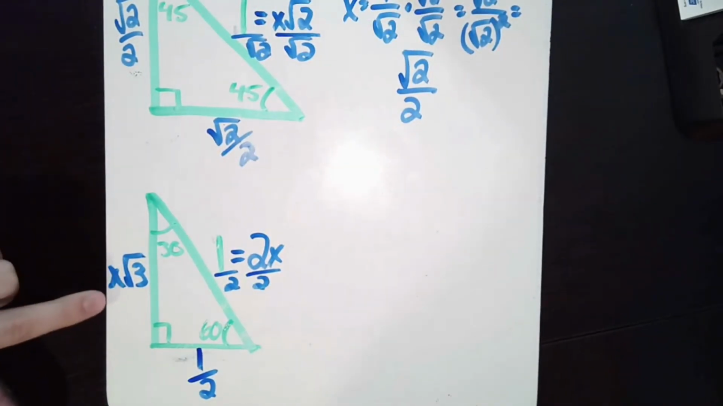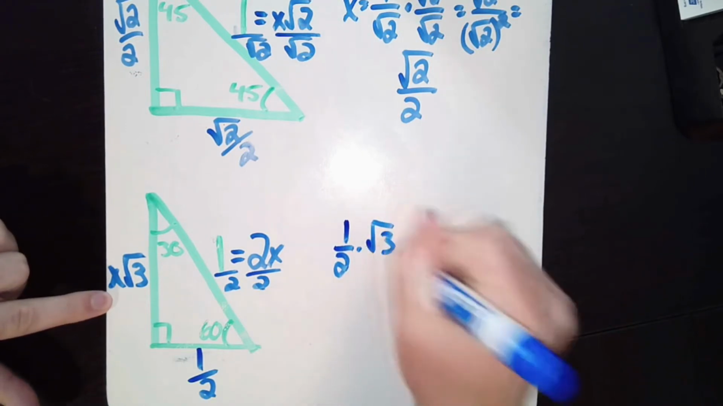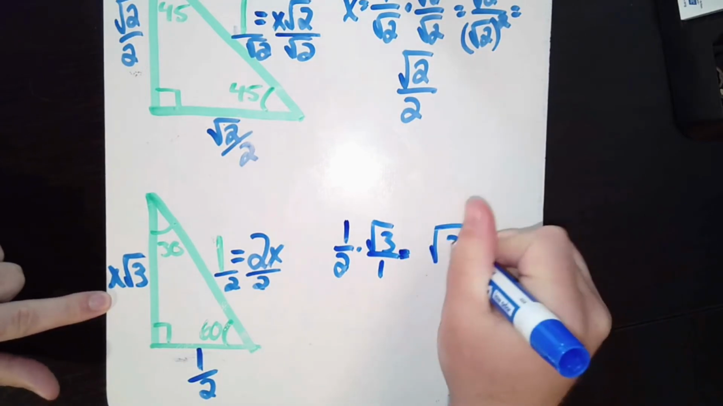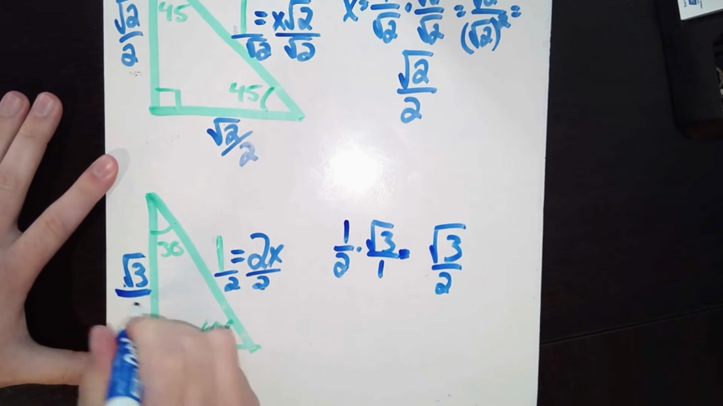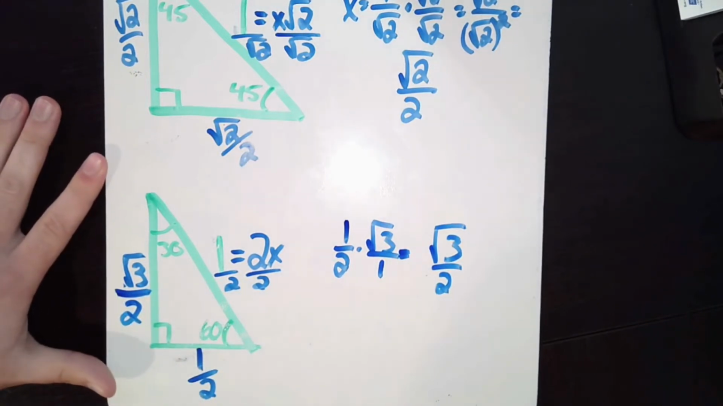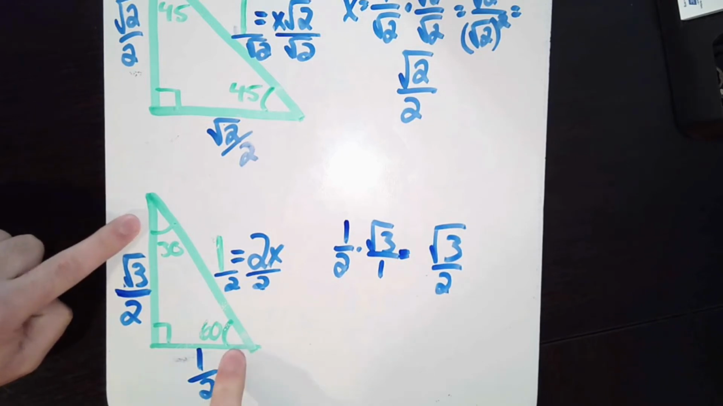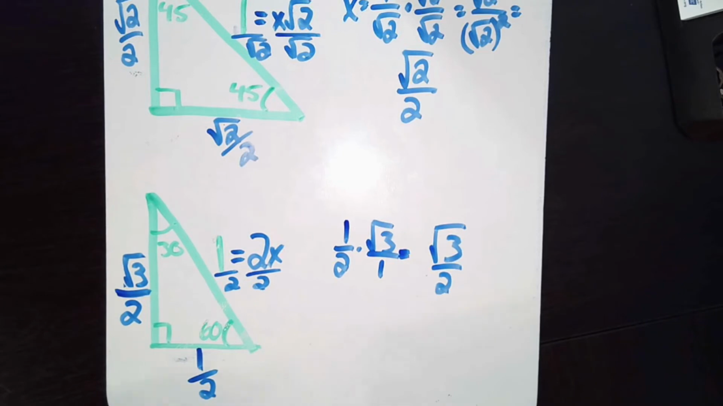Okay, and then my other side here, I would take the x, which is 1/2, and multiply it by the square root of 3. Now, square root of 3 is really square root of 3 over 1, so when I multiply that, that is the square root of 3 over 2. So this side here is simply the square root of 3 over 2. Okay, now what I have here is a side that's 1/2 across from my 30, across from 60 is the square root of 3 over 2, and across from my 45s are square roots of 2 over 2.